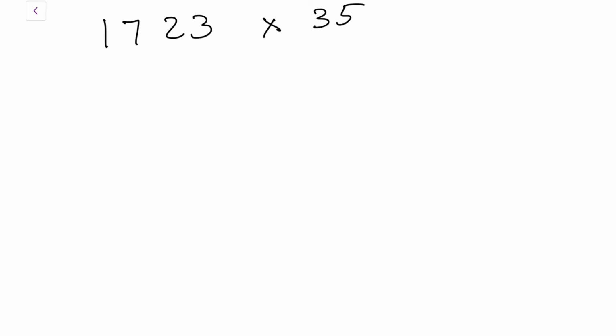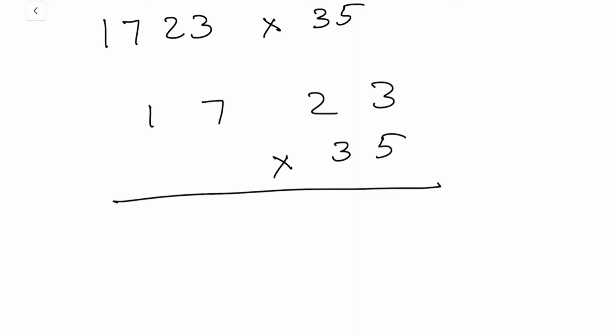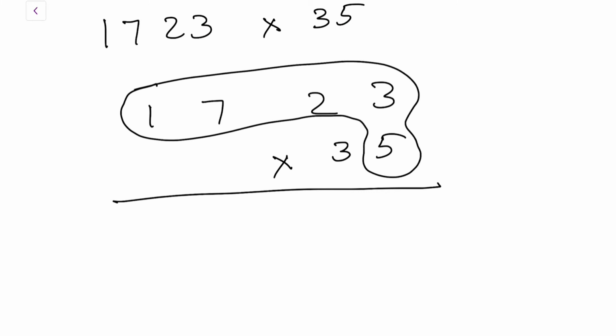All right. So we're going to solve this using the second method. 1723 into 35. Okay. So the first thing I'm going to do is to do 1723 into 5. That's my first step. Okay. So how do I do that?